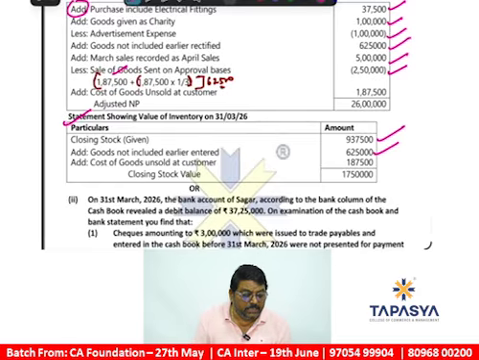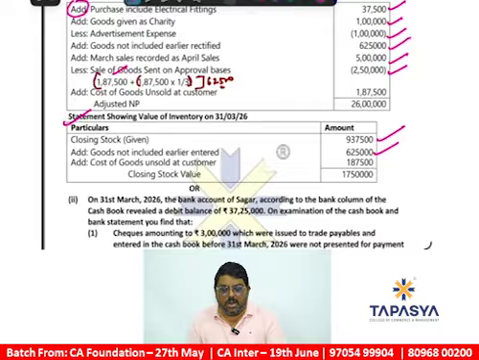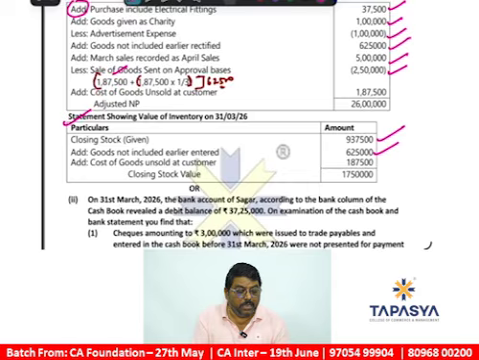Already you know the price given is 1,87,500. It is given that goods were sent on approval basis at cost price, 1,87,500. And for that you have to add the profit to know the sale price. 1,87,500 into 1/3 on cost, you can add. That is 62,500. So 1,87,500 cost price, profit 62,500, sale price 2,50,000.